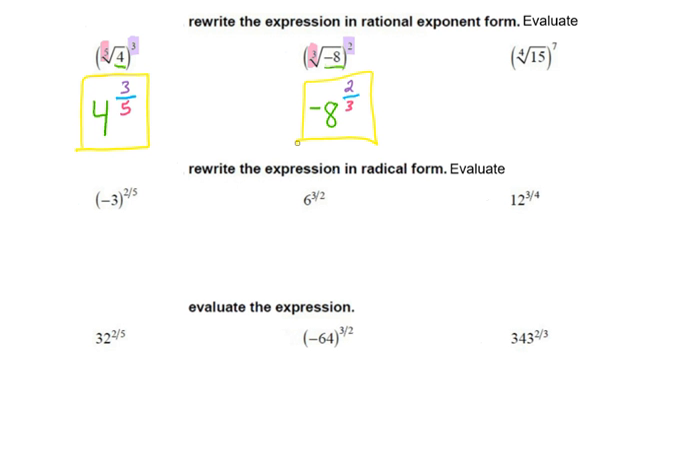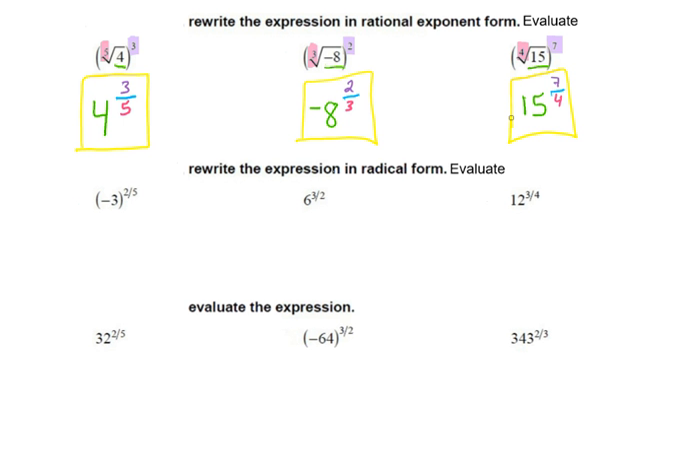I want you to try that third one, the 4th root of 15 to the 7th power, on your own. So go ahead and push pause, and when you're done, push play, and let's see if you were right. Here we have a family of 15s, and they like to play dog pile. And the 4 always gets squished, and they do it 7 times a day. And so we should have 15 raised to the 7/4 as our answer.